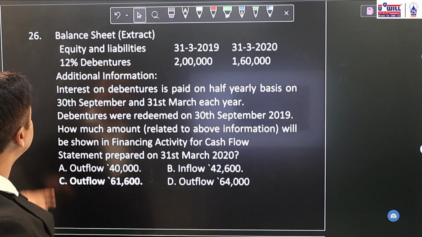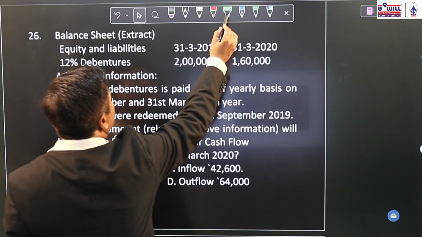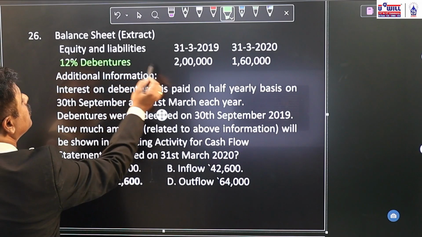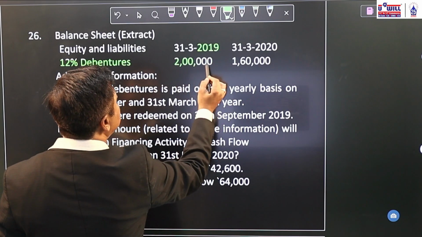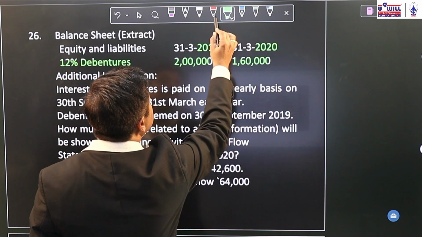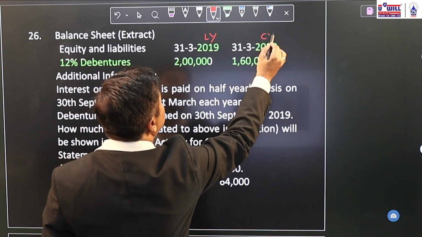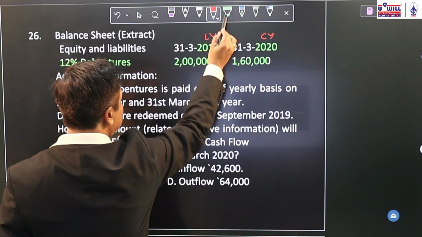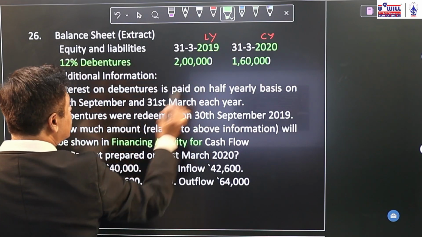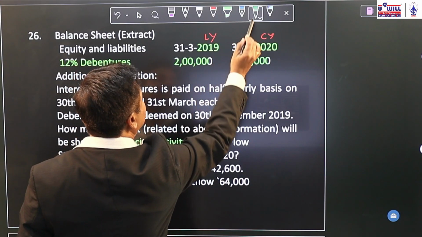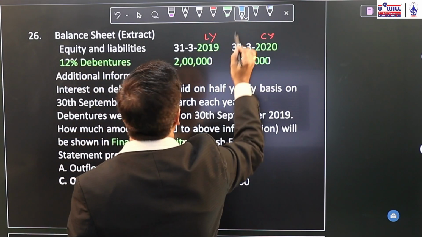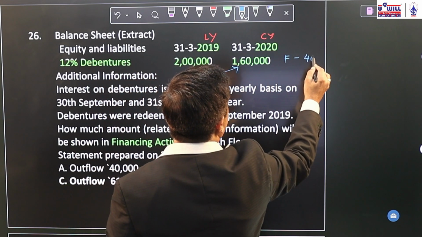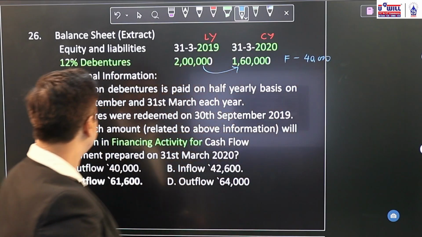Now 26th question. Balance sheet extract. Debentures are there. 19 means last year 2 lakhs, 20 means current year 1 lakh 60,000. This is last year and this is current year. So what is the final question? Let us first understand. Asked to you financing activity. Let's focus only on financing activity things. Over here, 2 lakh decreasing to 1 lakh 60 means financing outflow of 40,000 in the current year.